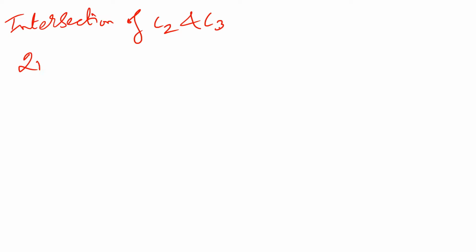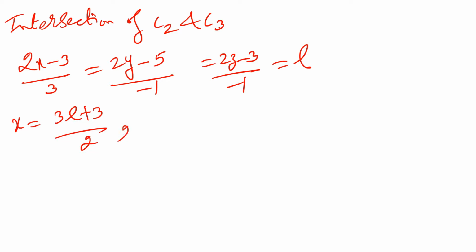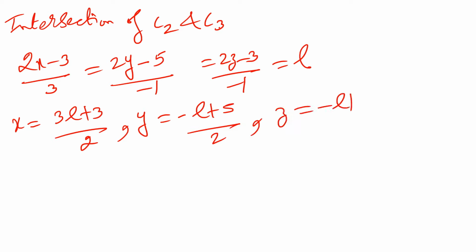So now I put (2x − 3)/3 = (2y − 5)/(−1) = (2z − 3)/(−1) = L. This is the parametric equation that I have written. So from here x becomes (3L + 3)/2, y becomes (−L + 5)/2, and z becomes (−L + 3)/2.